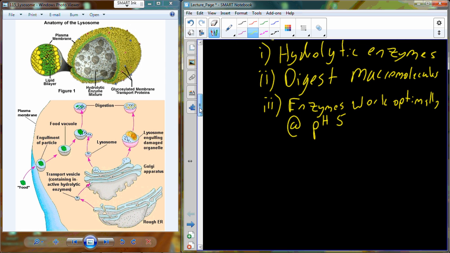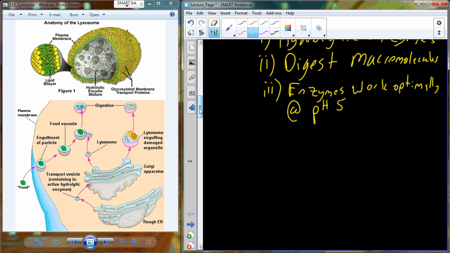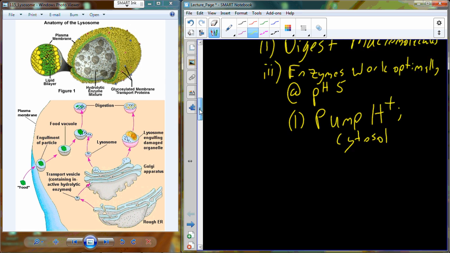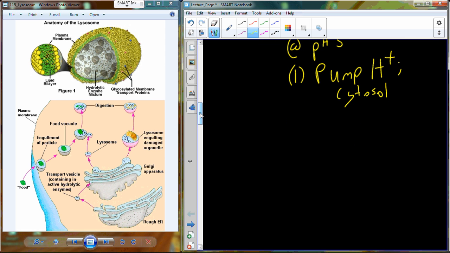So in order to maintain that pH of 5, the lysosome is also going to have hydrogen pumps that pump hydrogen from the cytosol into the inside of the lysosome. So those hydrogen pumps continually bring hydrogen in, we increase hydrogen concentration, which increases the acidic nature of the solution in the lysosome.